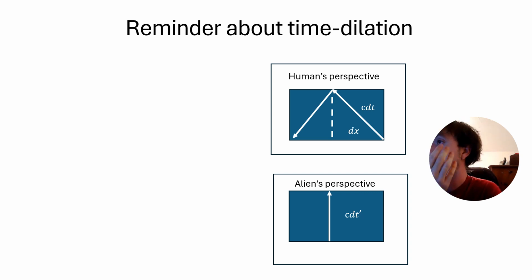And the distance the light has to move, so if you like the vertical height of the carriage, would be just the speed of light in his reference frame, c, multiplied by how long it takes the light to move that distance, so dt prime.